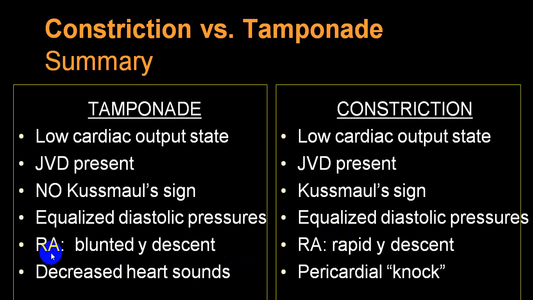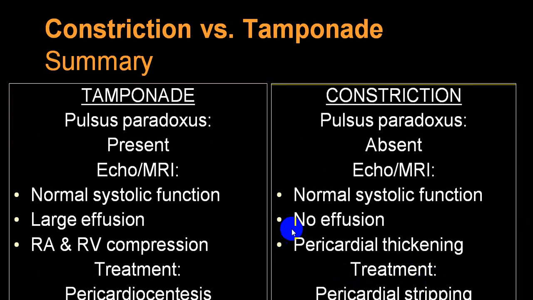In the right atrium, there is a blunted Y descent, while in case of constrictive pericarditis, there is a very rapid Y descent, which you can demonstrate clearly. There are decreased heart sounds in cardiac tamponade, while in constrictive pericarditis, you will be able to auscultate pericardial knock. Pulsus paradoxus will be typically present in cardiac tamponade. It may be present or usually it is absent in constrictive pericarditis. Echocardiography will be very helpful, and pericardiocentesis is a treatment in case of cardiac tamponade, while pericardial stripping is necessary in case of constrictive pericarditis.